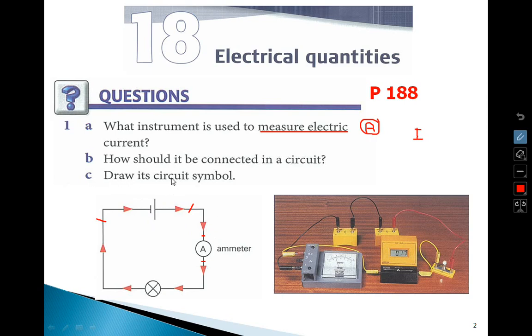Section C, draw its circuit symbol. This is the circuit symbol of an ammeter, and this is the circuit symbol of how we connect an ammeter with the circuit. Here we have two types of ammeter. This is the analog one, and this is the digital one. See here it's connected in series, positive with positive, minus with minus. And this is a lamp.